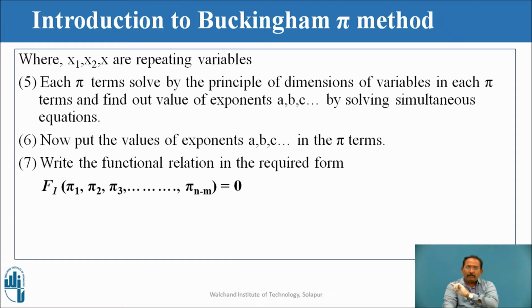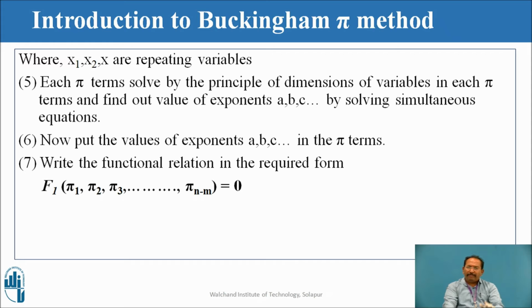See this equation, where x1, x2, x3 are the repeating variables, and each pi term is solved by the principle of dimensional homogeneity. In each pi term, find out the value of the exponents a, b, c. We have kept x1 raised to a1, then x2 raised to b1, that is, we are going to find out the values of a1, b1, c1, a2, b2, c2, like this. Now put the values of exponents in the pi terms, write the functional relationship between all these terms, and find out the equation.